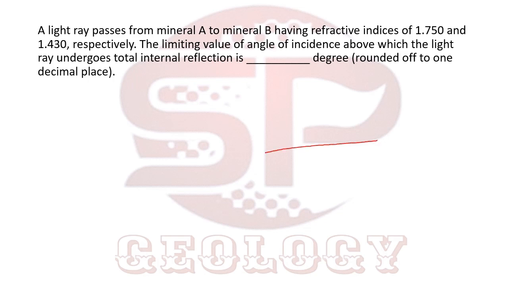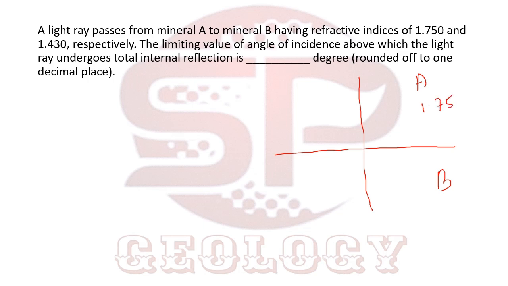Then, a light ray passes from mineral A to mineral B having refractive index 1.750. We will do this like this. The light ray is passing from mineral A to mineral B. Here the refractive index is given as 1.750 and here 1.430. So the light ray will pass like this. This is the incident angle, and this is the angle of refraction.